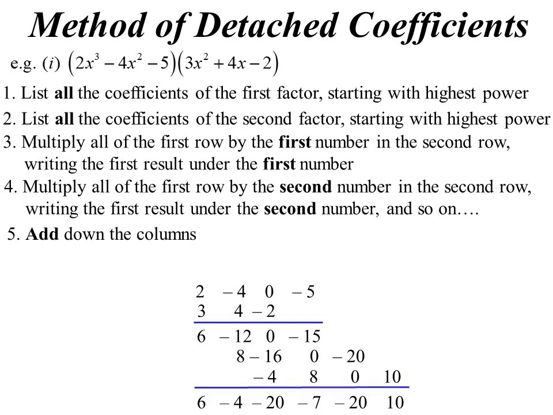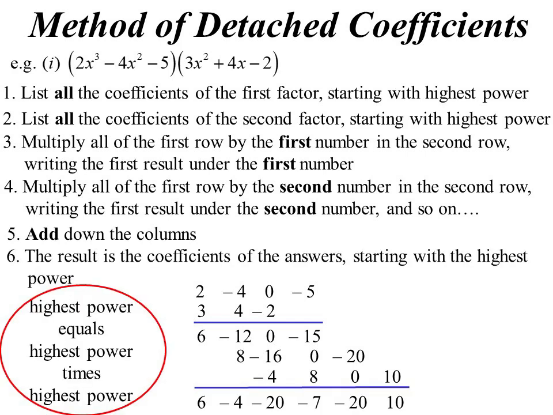Now I just add down the columns. There is my answer. Well, it's the coefficients of the answer. And so the highest power equals the highest power times the highest power. So where do I start with that 6? It's 6 what? Highest power times the highest power would be the x cubed times x squared, so x to the 5. So we've got 6x^5 minus 4x^4 minus 20x^3 minus 7x^2 minus 20x plus 10. That is known as the method of detached coefficients.